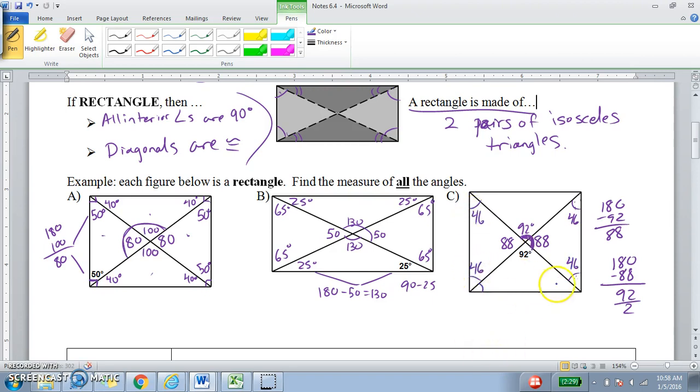And then finally, to find the other 4 pieces, we know that the corners have to add up to 90, so I could just take 90 minus the 46 that's already here, and I would get 44.